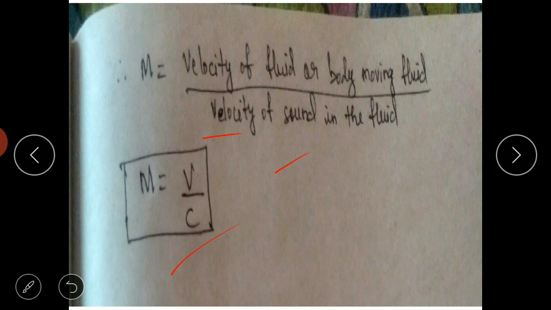Further we will discuss how Mach number differentiates the flow, like sonic, supersonic and subsonic. Many of you know that if Mach number is equal to 1, it is sonic flow; greater than 1 it will be supersonic flow; less than 1 it will be subsonic flow.